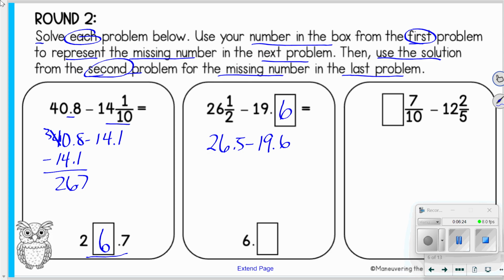So now I'm just subtracting 19 6/10. I need to borrow, gives me 9, bring my decimal down. Need to borrow again, gives me 6 9/10. So I now know that the last one has a 9 7/10 minus 12 2/5. Now I have two mixed numbers. What is my option on this?